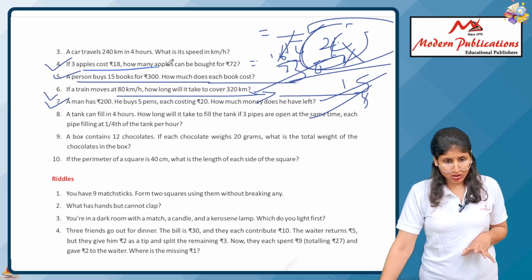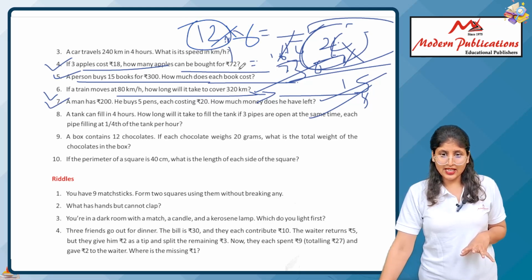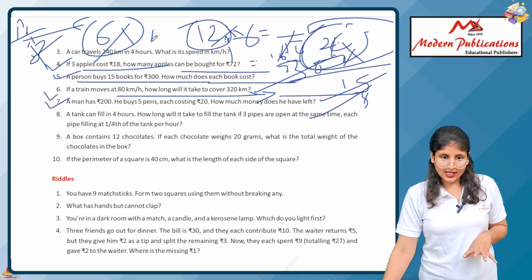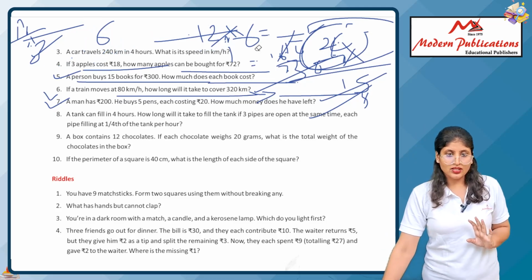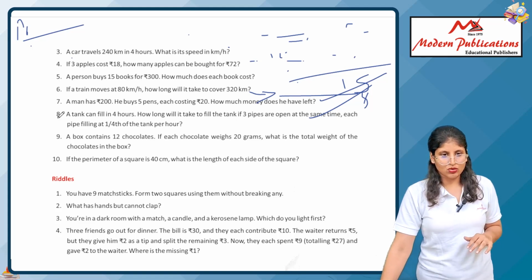So the 4th one is also clear. 3 apples cost 18. So with 72, how many apples can be bought? It's 12 apples we can buy, meaning 12 into 6, because each apple costs 6 rupees. Here we divide 18 upon 3, which is 6. We find the cost of one apple. So 6 into 12 is 72. So we can buy 12 apples. Just try it yourself, because here it looks messy. Just find the cost of one item, then you can solve the rest.